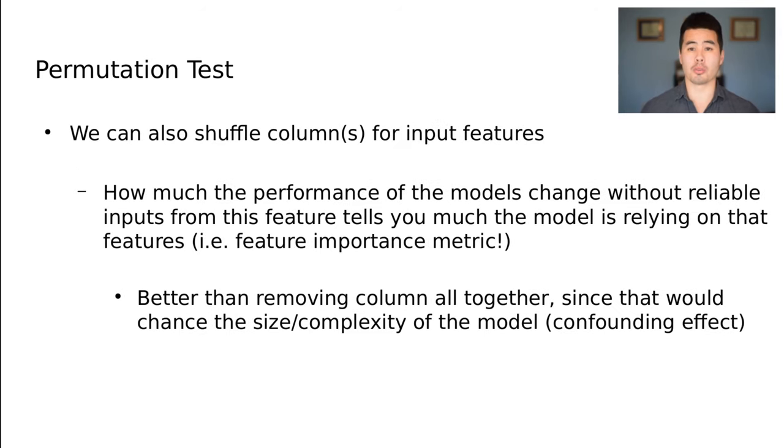The permutation test that we alluded to earlier in the semester is about shuffling the columns that have to do with input features, which is to say this is telling you how much your model performance relies on that specific feature. If you're relying quite a bit on the values of that variable, then shuffling it will have a huge impact on performance, and if you don't really care about it, then it shouldn't affect performance nearly at all.